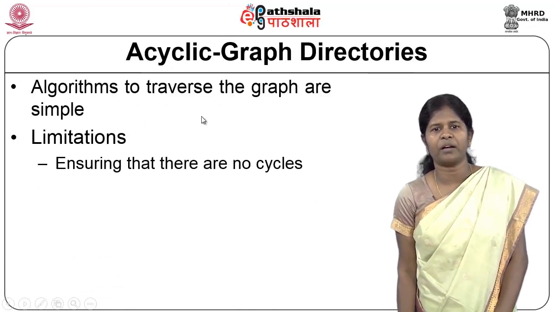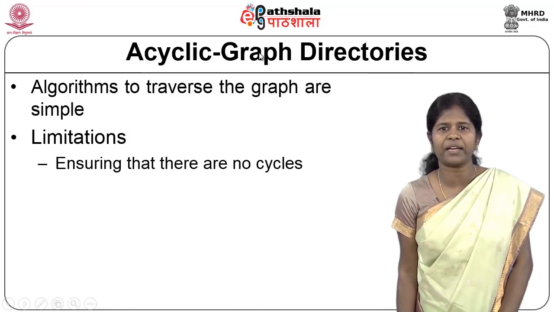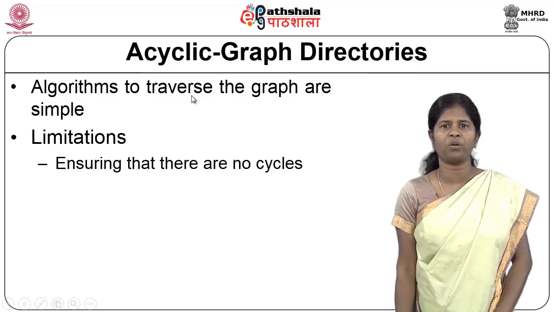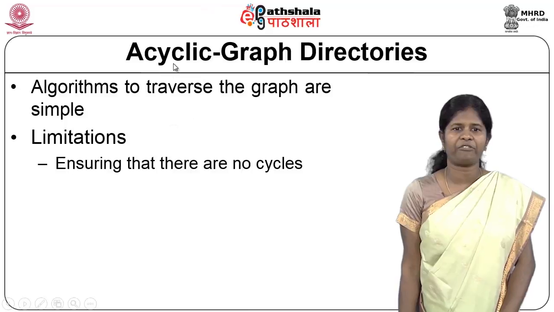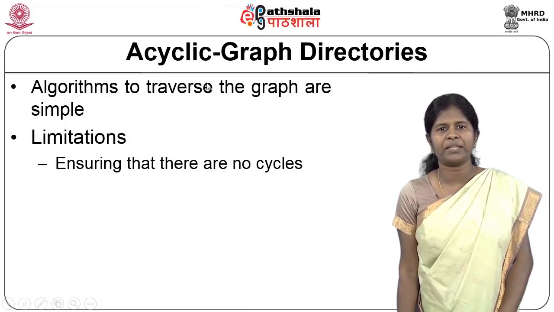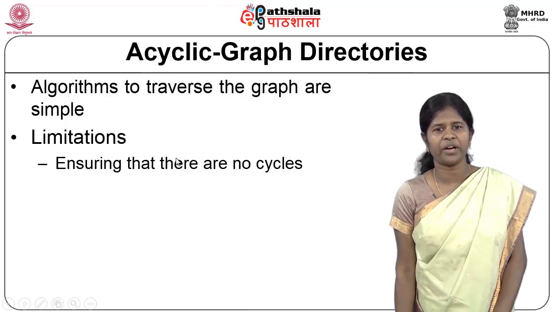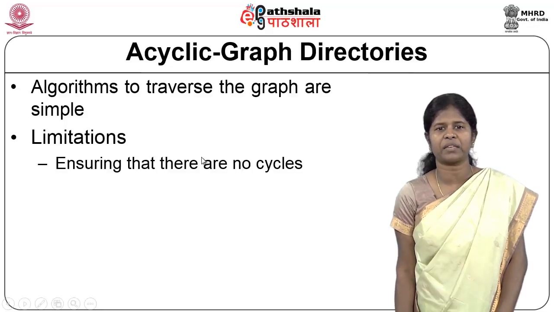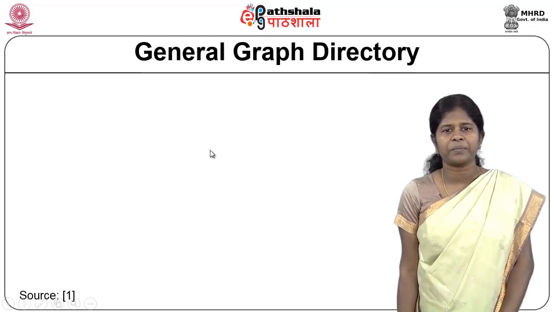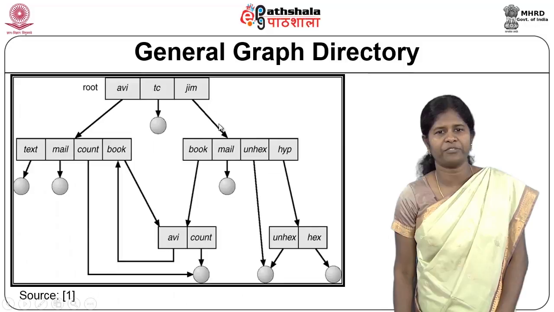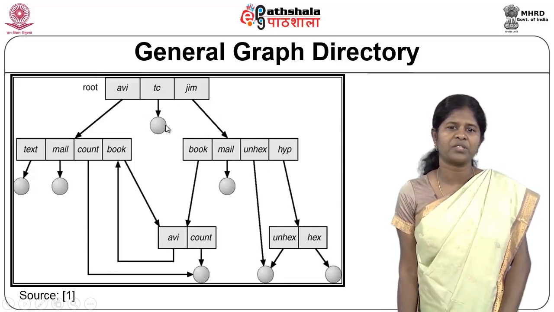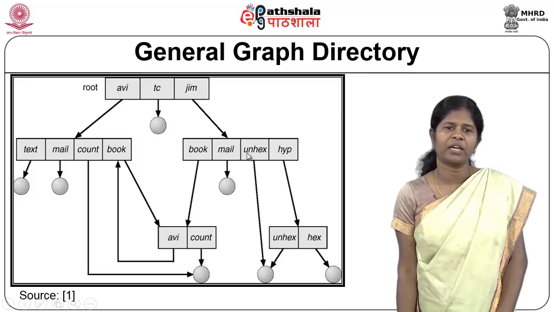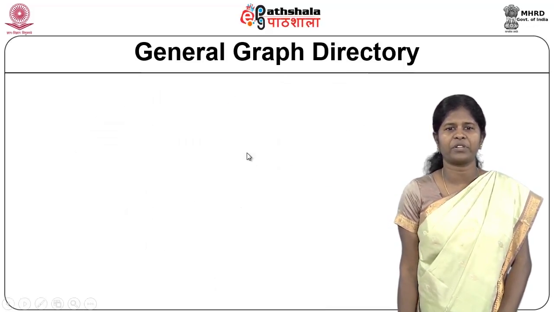So, here because it is an acyclic graph directory, there are no cycles involved. So, algorithms to traverse the graph are simple, but the limitation is that ensuring that there are no cycles is difficult. So, they went in for this directory called the general graph directory. In a general graph directory, it is also possible to have cycles.